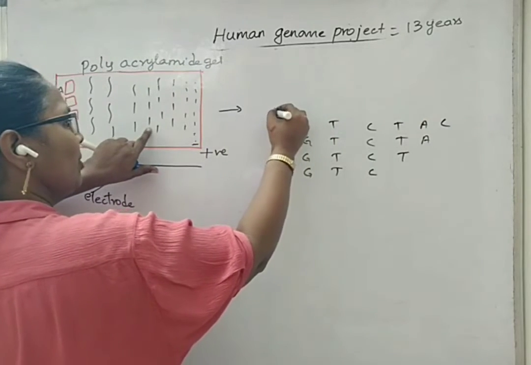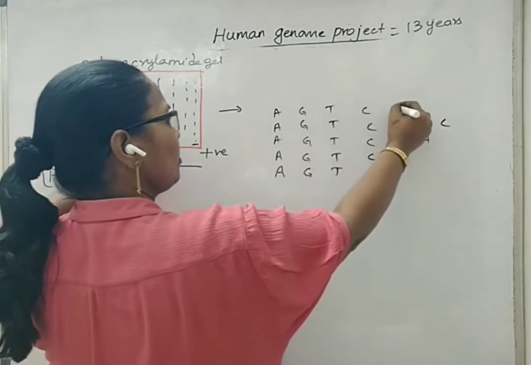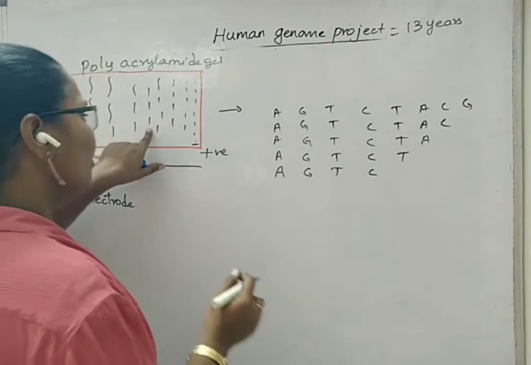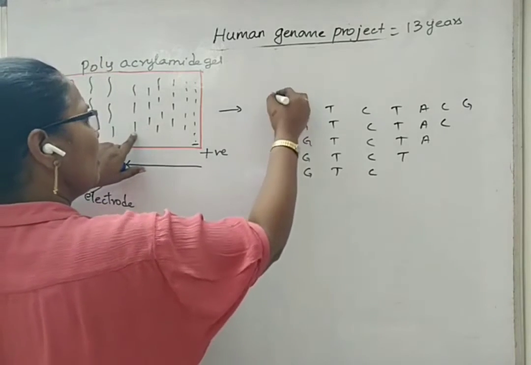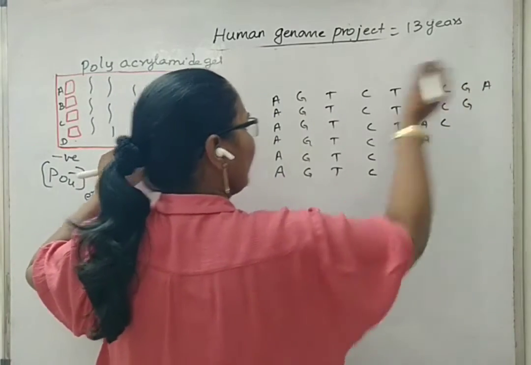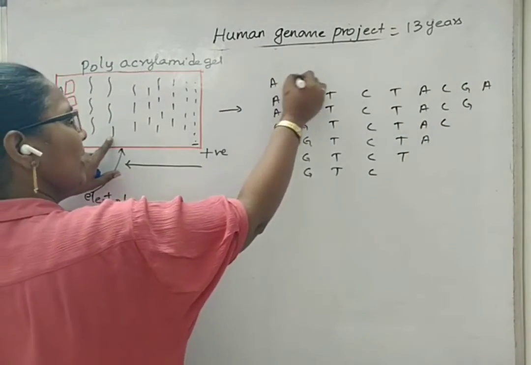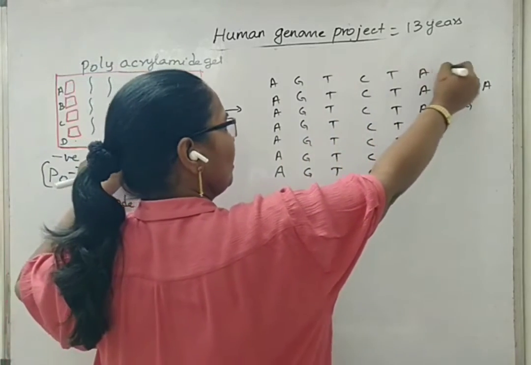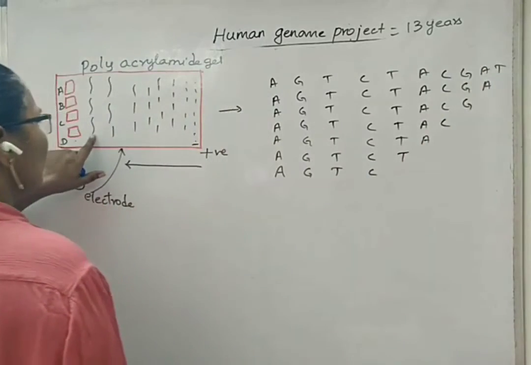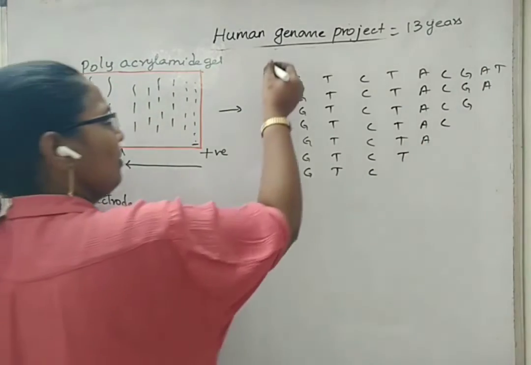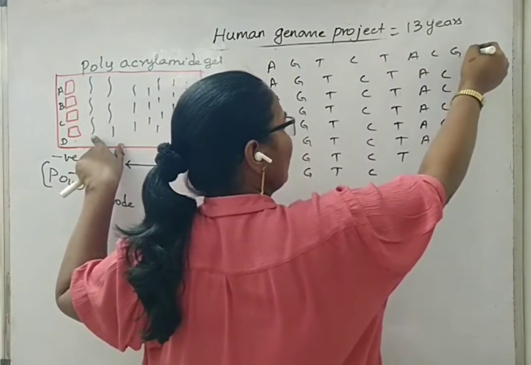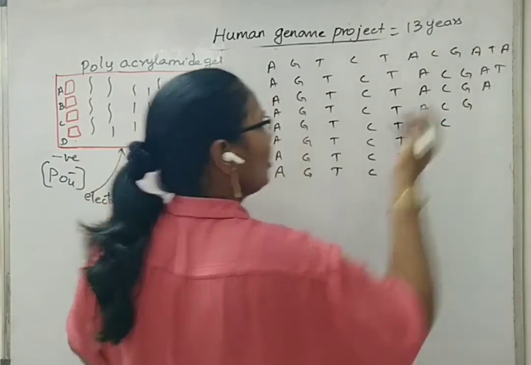Another sequence, the fourth one: adenine, guanine, thymine, cytosine, thymine, adenine, cytosine. The last base can be any of the 4 nitrogen bases. Now we take this one: adenine, guanine, thymine, cytosine, adenine. The last but one: adenine, guanine, thymine, cytosine, thymine, adenine, cytosine, guanine and adenine. The last can be thymine. The first one, very near to the wells: adenine, guanine, thymine, cytosine, thymine, adenine, cytosine, guanine, adenine, thymine, and the last can be any of the nitrogen bases.